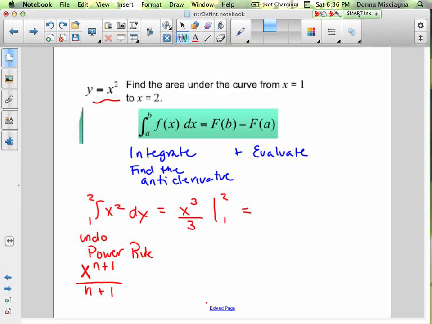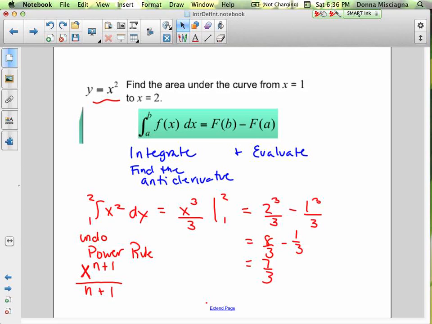So we have 2 cubed divided by 3 minus 1 cubed divided by 3. And now 2 cubed is 8, so 8/3 minus 1/3, which is 7/3. The same answer we got using the limit of the right-Riemann sum. So here you can see that we really do have another way.